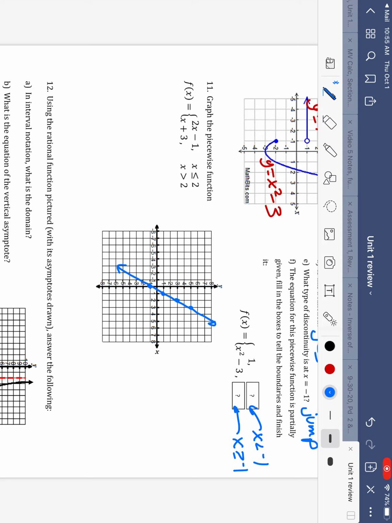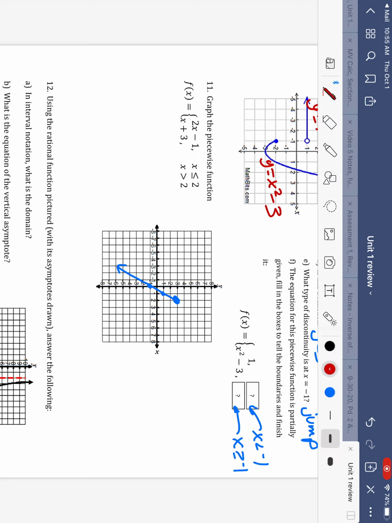Okay, so I want this graph for everything less than or equal to 2. So when x is equal to 2, there's my graph. I basically want the left side of this, so I'm going to get my little eraser and erase this other part. I don't want it.